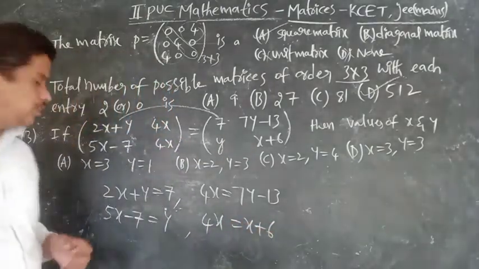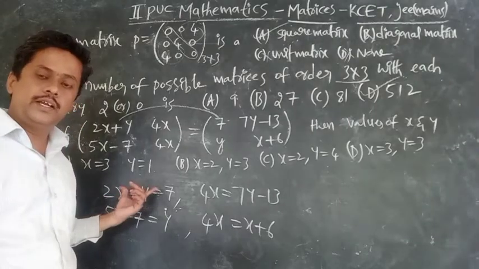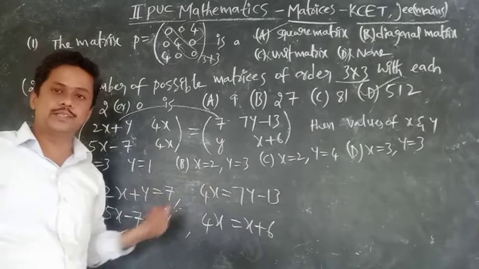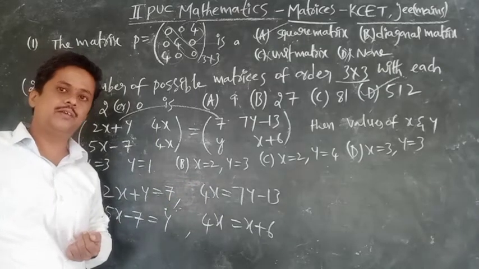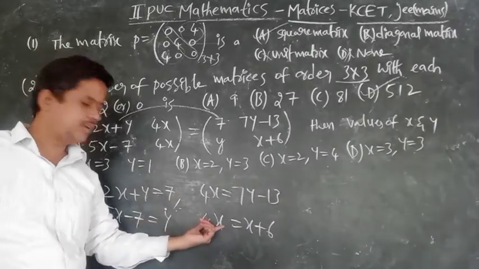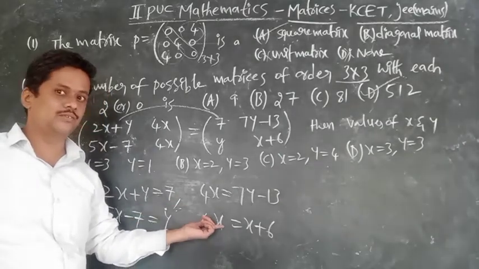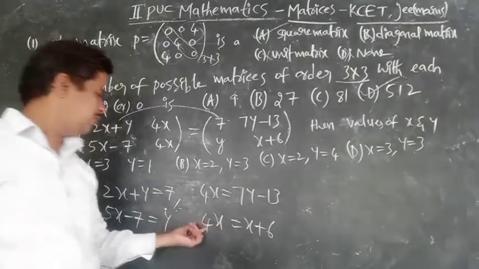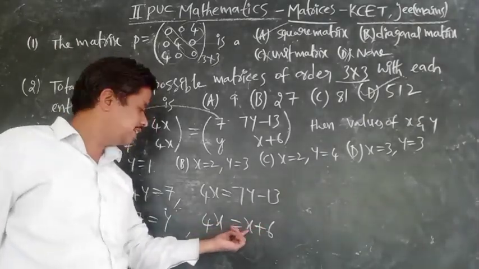Okay. But in the solve mode, it is two variables, so it will make some problems, some difficulties. Here you can easily solve. See, the last one is very, very easy. Why? Because only one variable is there. See, 4x is equal to x plus 6.